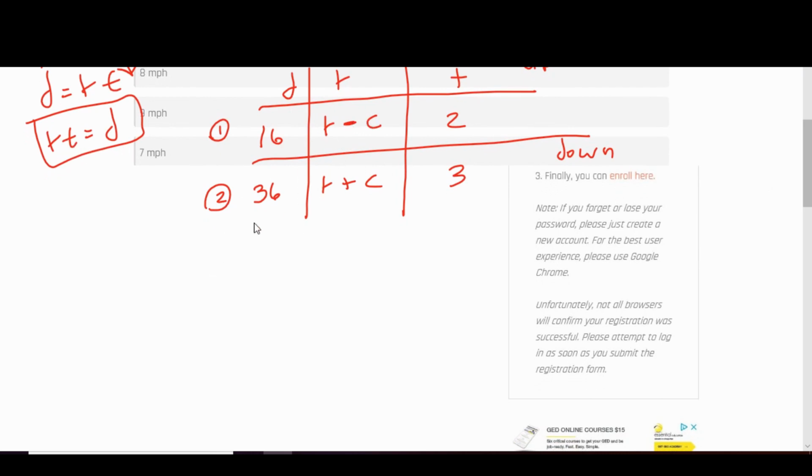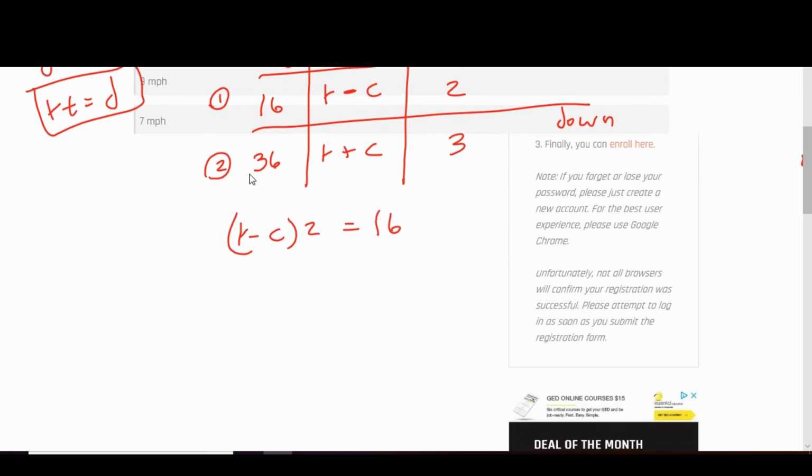We know our rate for condition 1 is R minus C. We know our time is 2 hours. And we know our distance is 16. For this second condition, we know our rate is R plus C. We know our time is 3 hours, and we know our distance is 36 miles.